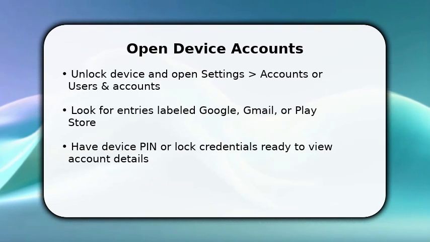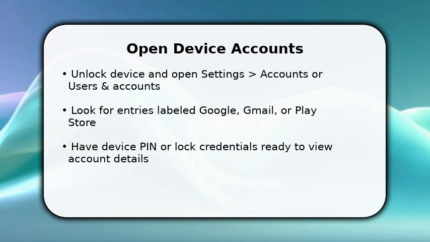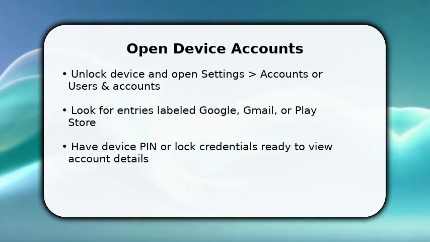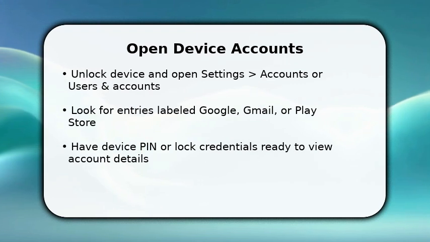Enjoy the video. You start by unlocking the device and opening settings, then tap Accounts or Users and Accounts. This gives you immediate access to any Google entries. Once done, scan the list for labels like Google, Gmail, or Play Store because those indicate a synced account.